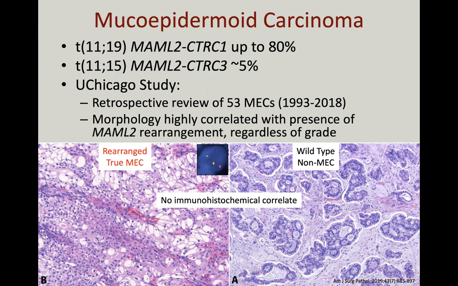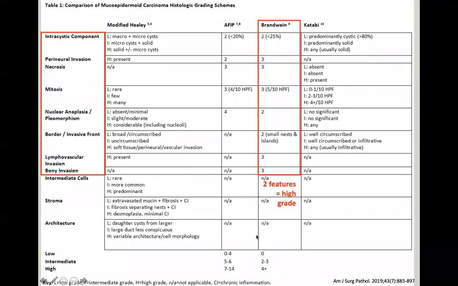So there were these papers out there that used to say, oh, high-grade mucoepidermoid carcinoma just doesn't have MAML2 gene rearrangement. Isn't that interesting? Well, if it doesn't have MAML2 gene rearrangement, it's probably not a mucoepidermoid carcinoma. And if it does have MAML2 gene rearrangement, it probably is one. And the subtle morphologic features and mucinous cells can guide you in the right direction.